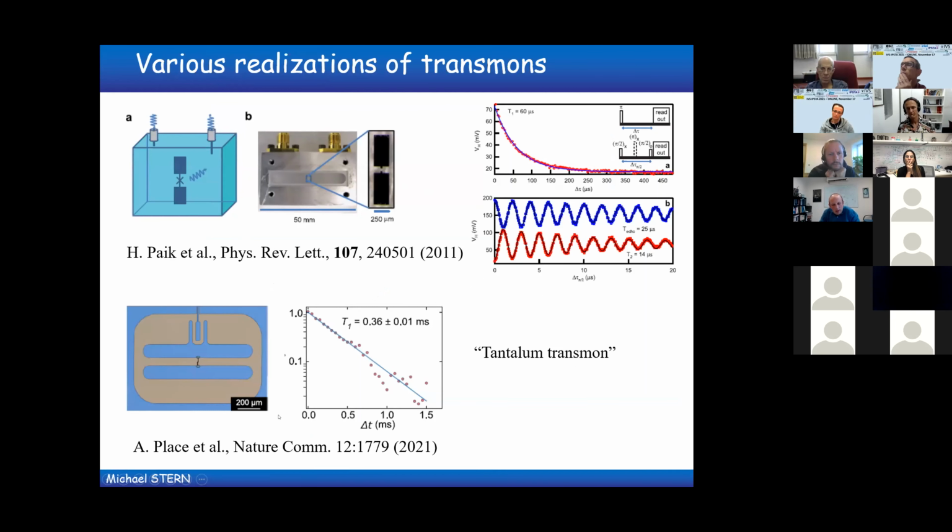More recently, there is this article from the Princeton group, which has shown that it's possible to have very good coherence time and especially very good T1 by using what they call the tantalum transmon.